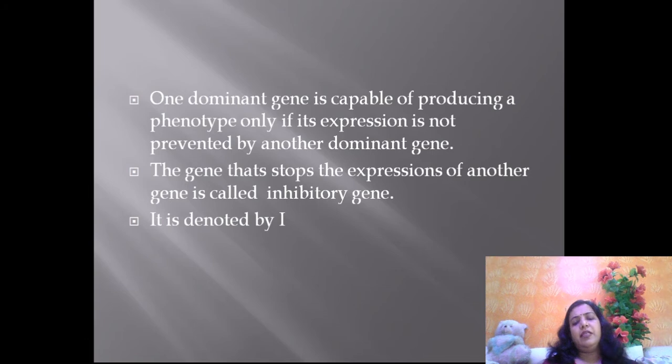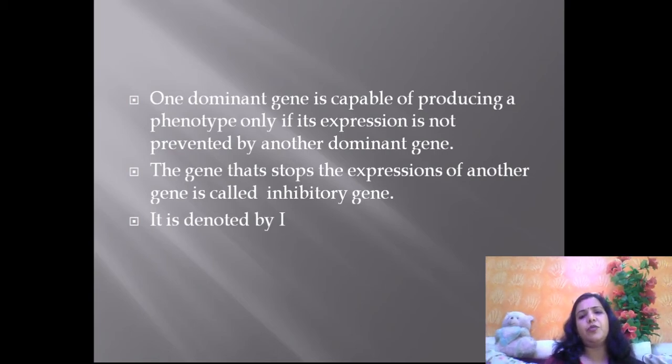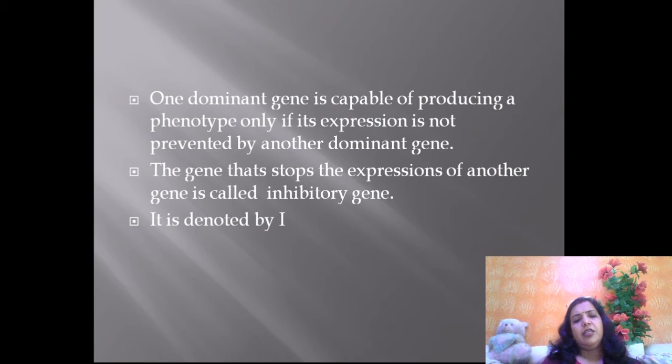So again, this is the same thing here. One dominant gene is capable of producing a phenotype only if its expression is not prevented by another dominant gene. So if A is present alone, it is able to express itself, but if A is present along with I, it is not able to produce its phenotypic effect. The gene that stops the expression of another gene is called an inhibitory gene.